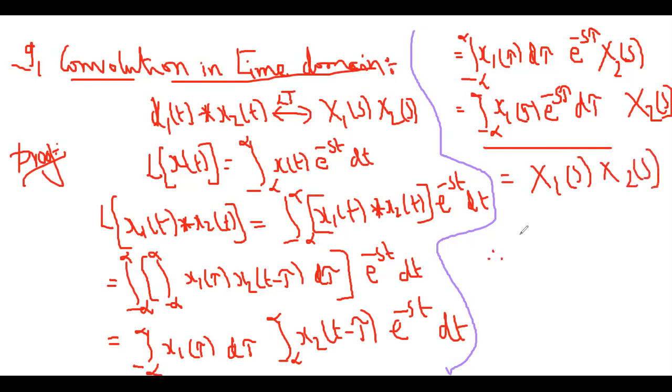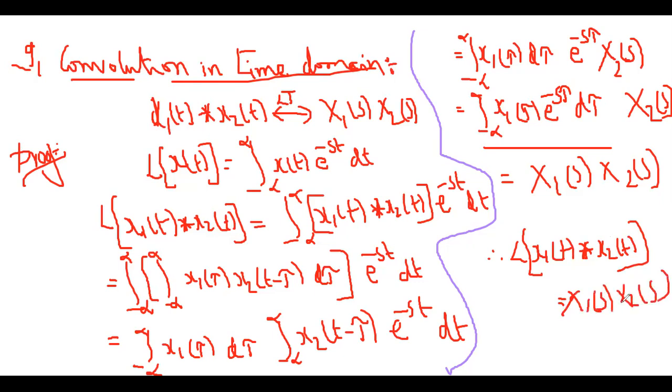Therefore, the Laplace transformation of x1 of t convolved with x2 of t is equal to x1 of s into x2 of s. What does it matter to you? Convolution in time domain, product in the frequency domain. Convolution in frequency domain, product in the time domain. That is nothing but the modulation theorem. It's the convolution theorem. Frequency domain is a convolution, the time domain is a product. Got it? It's the ninth one.